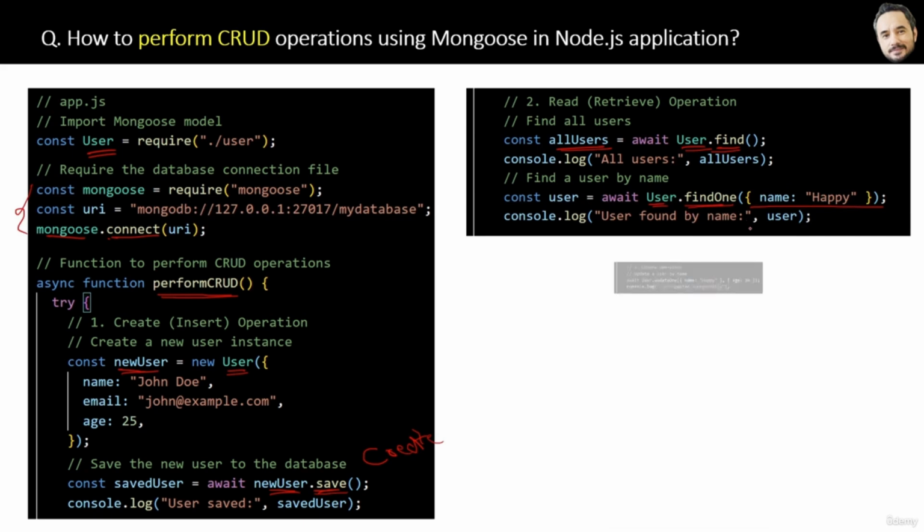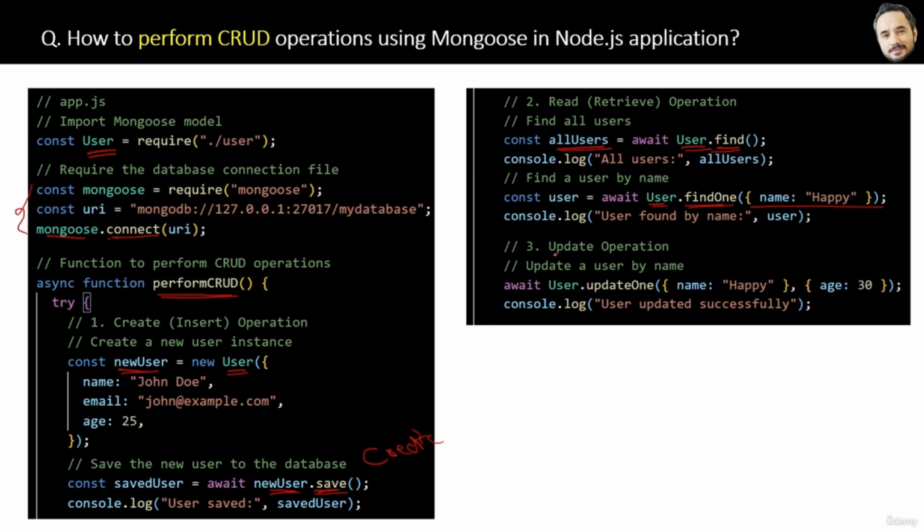Then the next CRUD operation is update. For that, use this updateOne method of the user model and pass the filter criteria as the first parameter and the update statement as the second parameter. So this means that now for users with the name happy, the age will be set to 30.